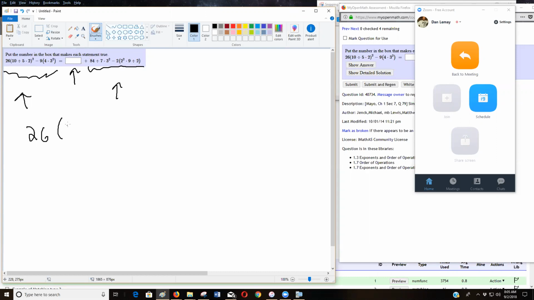So 26 times (10 divided by 5 times 2) squared. I don't see any addition or subtraction in this at all. I see some parentheses, I see some exponents, and I see a bunch of multiplication and division. So I am going to do the parentheses first. I'm going to get that to be a single number, which makes my work a lot easier. I'll do the multiplication and division as I come to it, left to right, not multiply first, then divide.